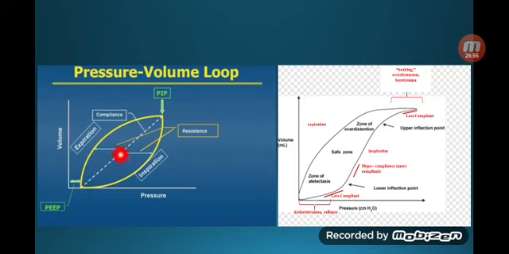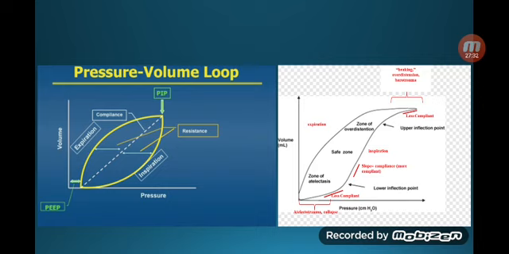So the imaginary line that goes in the middle is representing the compliance. If it's going like this, the compliance is lower. If it's going like this, the compliance is higher. This should ideally be at 45 degrees. The further away you get with your inspiration limb from that imaginary line is representing the inspiratory resistance. And the further away you go with the expiration curve from that imaginary line is representing your expiration resistance. Okay?